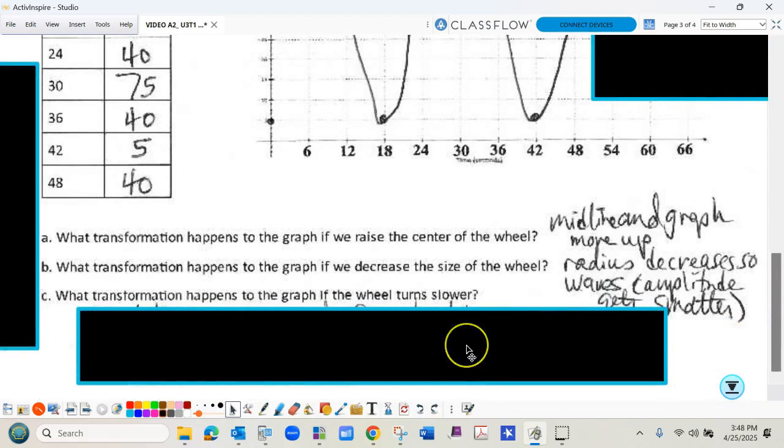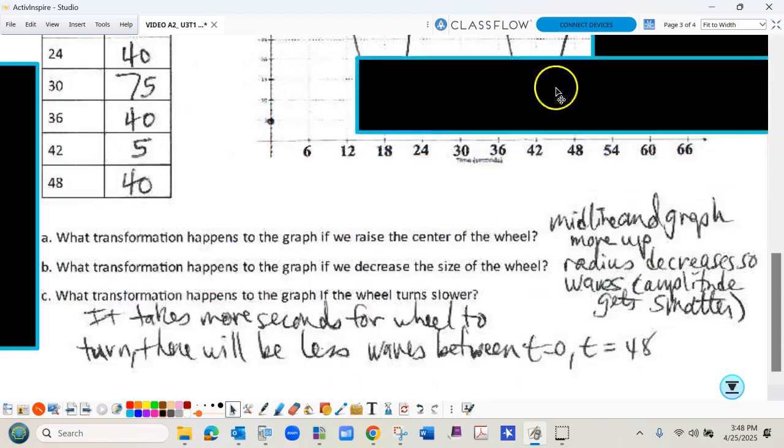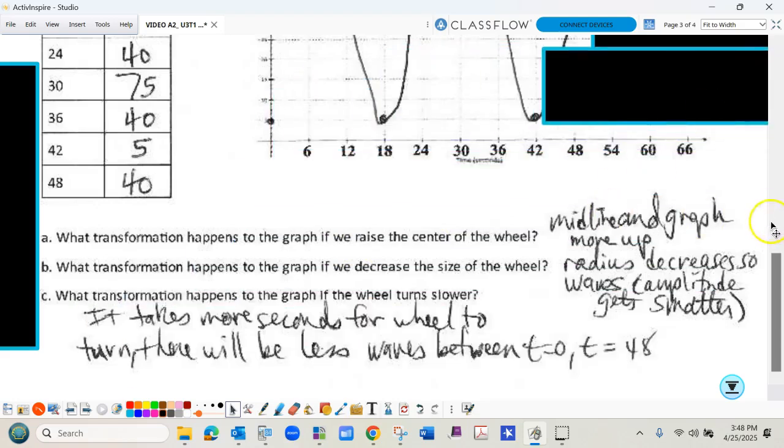What transformation happens if I turn the wheel slower? Well, the waves are going to be stretched out horizontally, so it's going to be less waves in the same amount of space. It takes more seconds for the wheel to turn, so there will be less waves between 0 and 48 seconds.